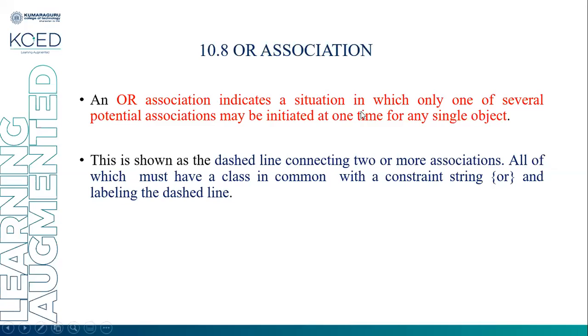So, OR association. An OR association indicates a situation in which only one of several potential associations may be initiated at one time for any single object. For example, a class may have a relationship with more than one class, but in a particular situation, the relationship holds with only one class. That is shown by the OR association.